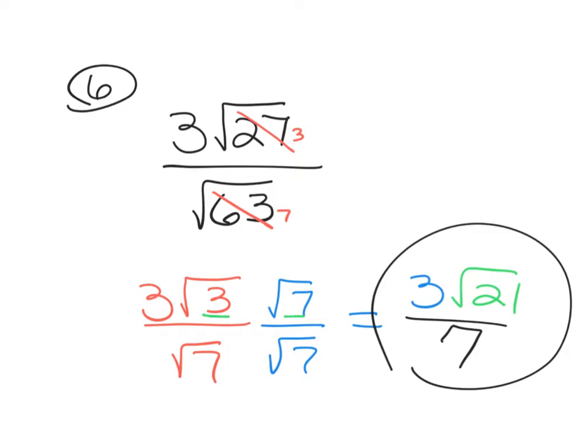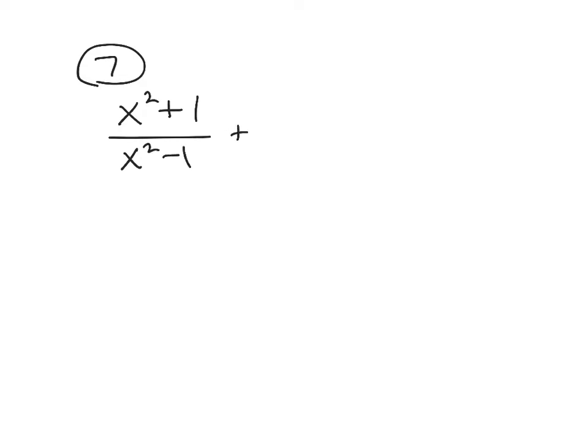All right, we're going to try what was on the quiz, adding and subtracting. So we're going to add these fractions. So this is an example of what you did on the quiz. It's also on the test. So x squared plus 1 over x squared minus 1, plus 1 over x plus 1, plus 1 over x minus 1.